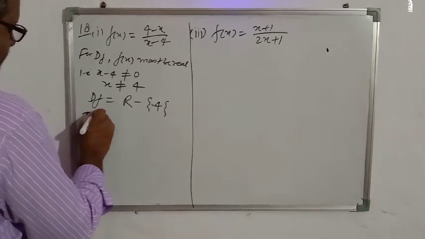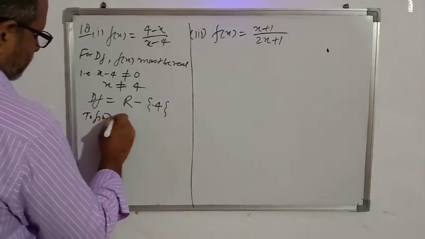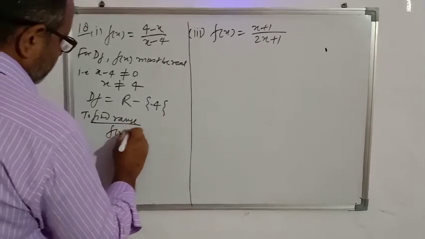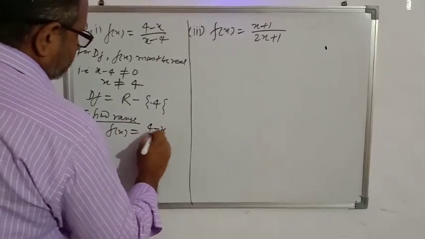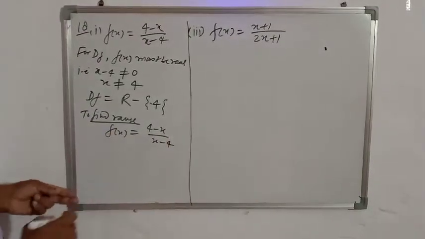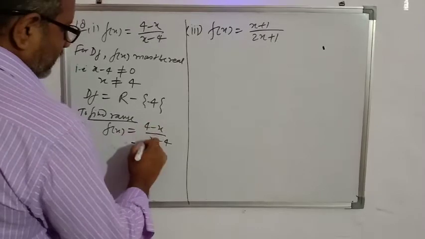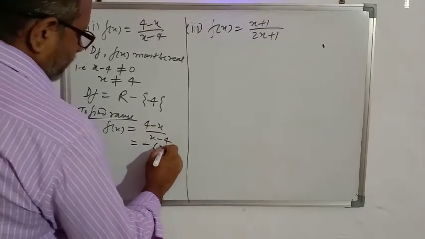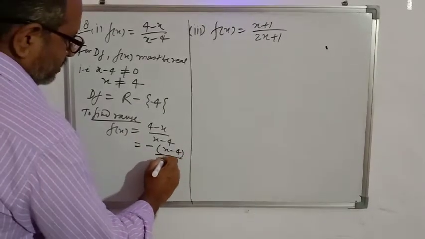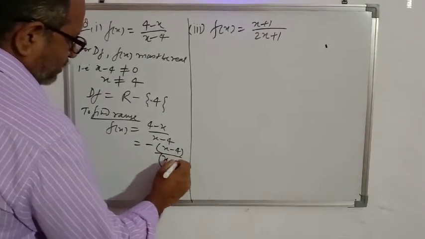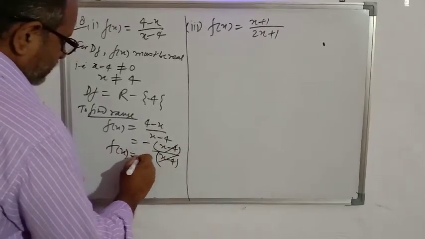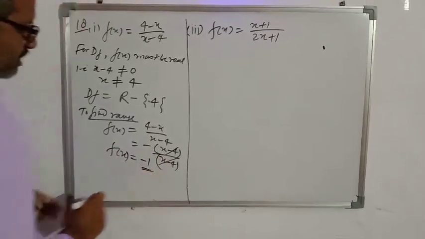To find range, f(x) is (4 minus x) upon (x minus 4). If we simplify it, take minus sign common from the numerator, we will get x minus 4. Take minus sign common. Denominator is also x minus 4. Cancel. What is the value of f(x)? Minus 1. That is constant.